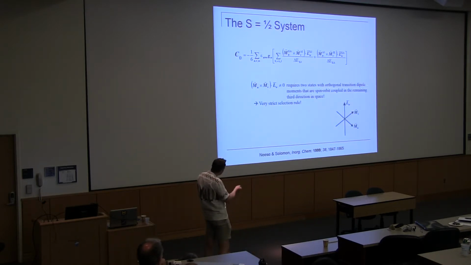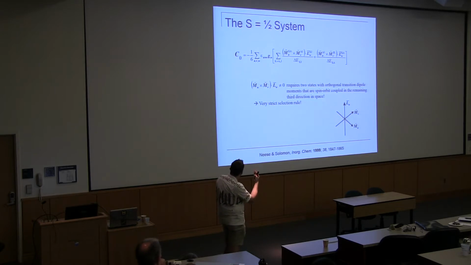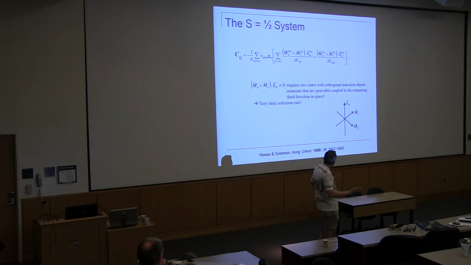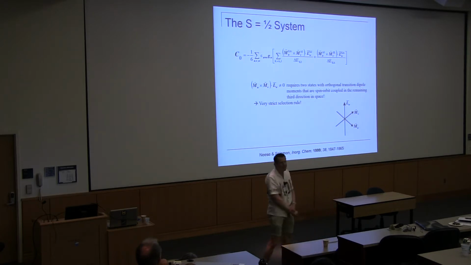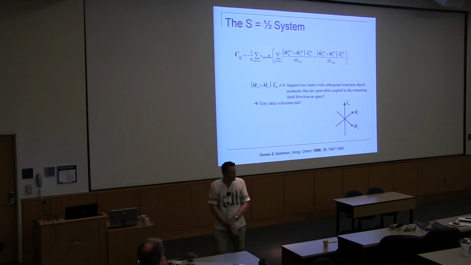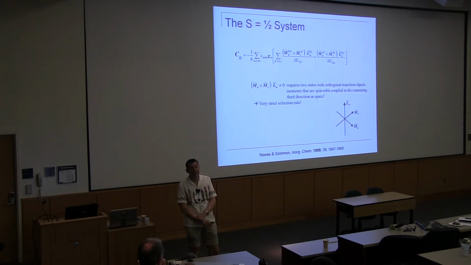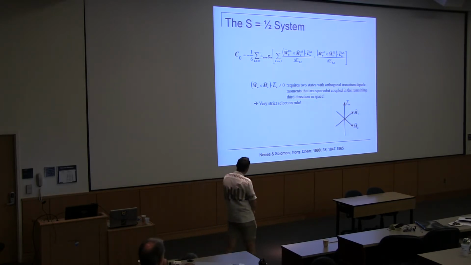Let's see. So here's a picture of this. 2 orthogonal transition dipole matrix elements, and then the spin-orbit coupling in the third direction in space. It's a very strict selection rule, which then really only allows certain transitions to be seen where all of those requirements are fulfilled. And then you need to have significant spin-orbit coupling in order to get significant intensity for these transitions in MCD. So let's look at these 2 different mechanisms here.